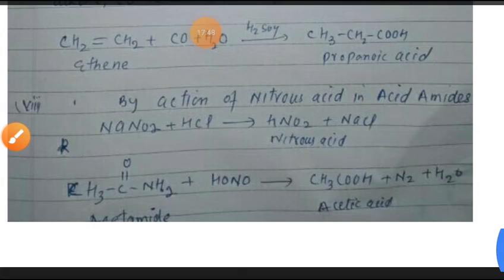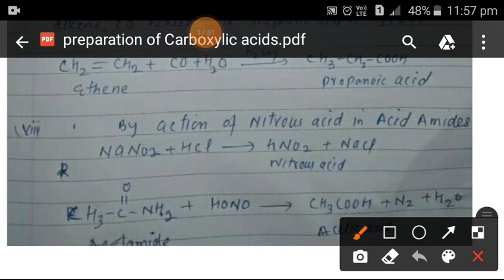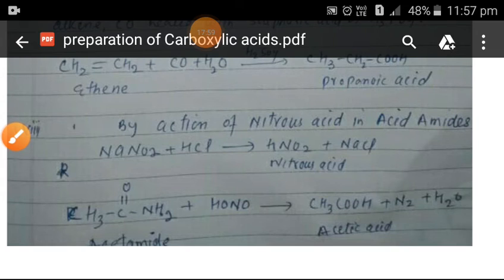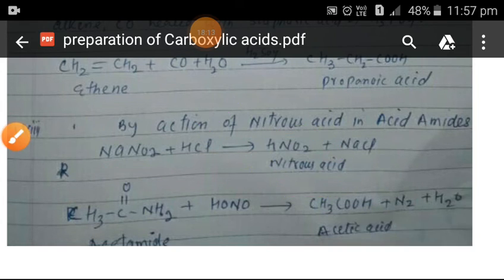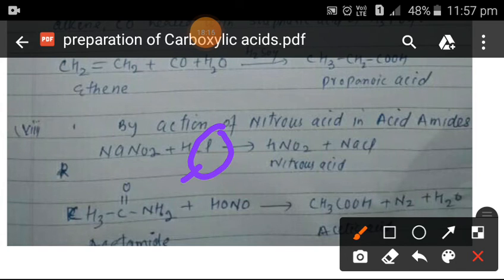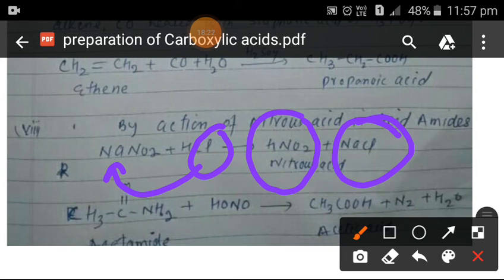Similarly, by the action of nitrous acid on amides, first an acid amide. So actually what happens here is that nitrous acid is prepared from sodium nitrite when treated with hydrochloric acid. So here the chlorine combines with Na, it gives sodium chloride, and the remaining hydrogen combines with NO2, it gives HNO2. This is called nitrous acid.